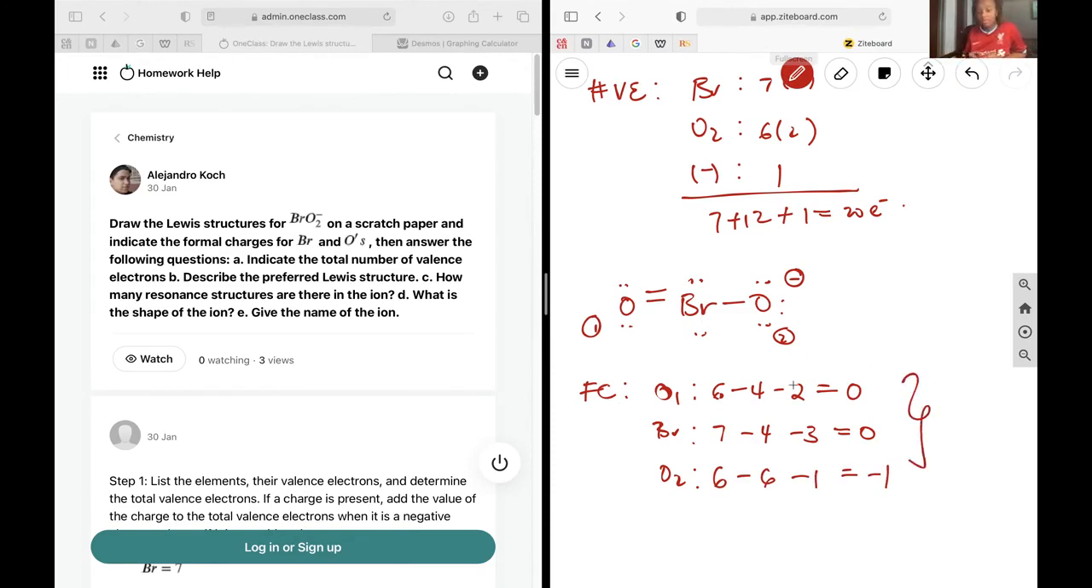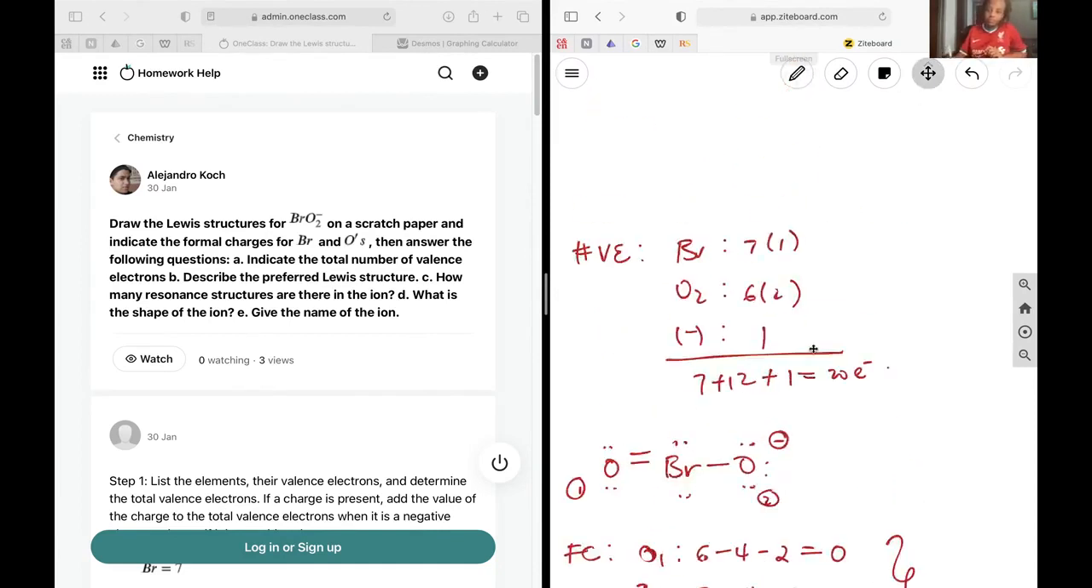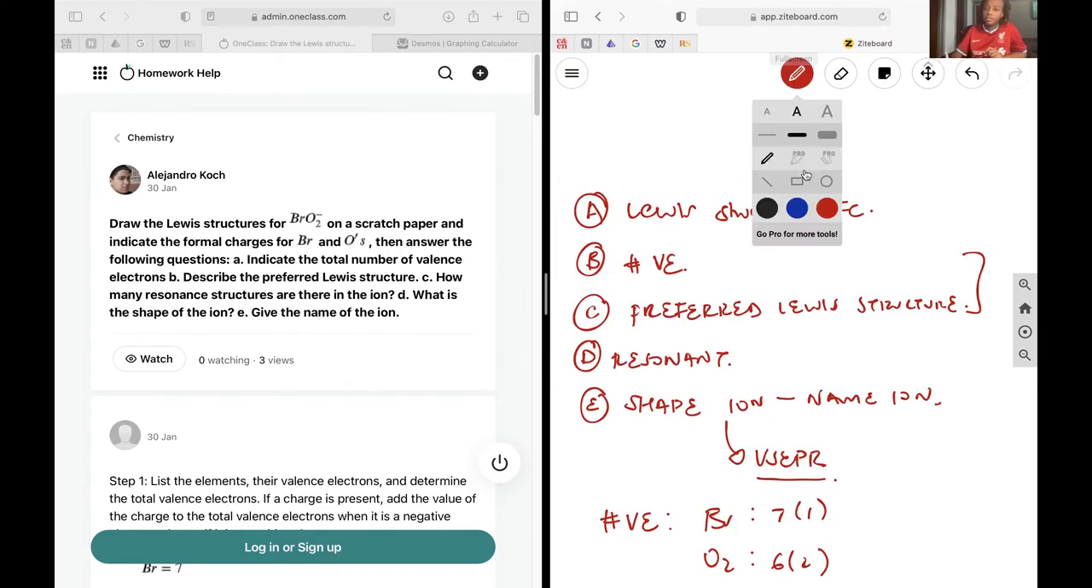Now I've minimized the formal charges and the charge separation, which is great, and I have the net formal charge adding up to what I want it to add up to. And so I can come back up here and answer some of these questions. We found I have 20 valence electrons.